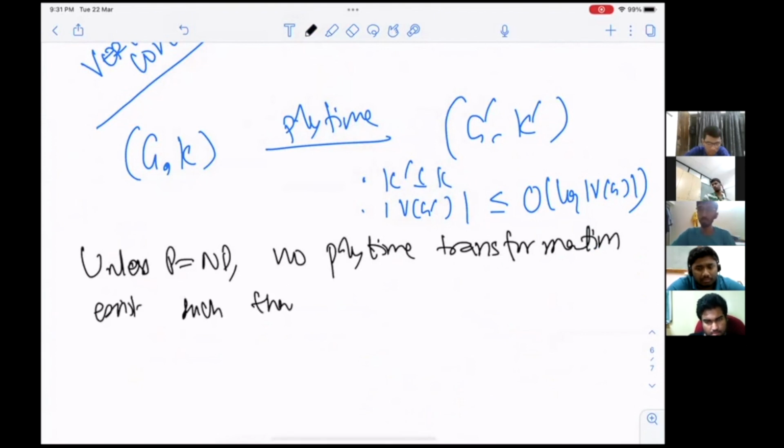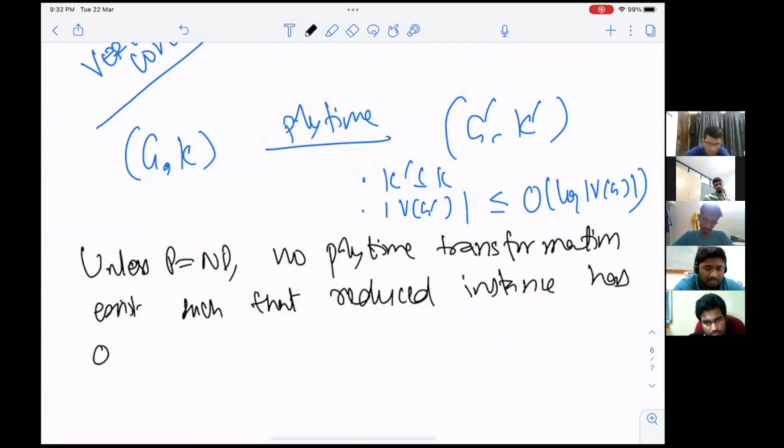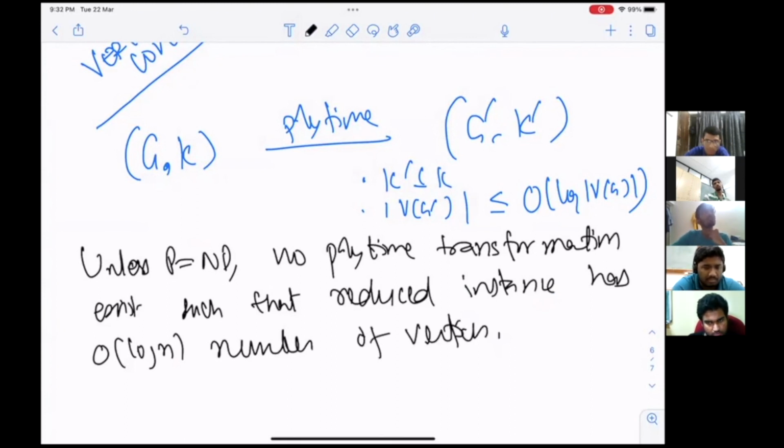Such that the reduced instance has order log n number of vertices. So P versus NP itself gives us some lower bounds for these kinds of objects. Is everybody okay with this statement? If yes, please put +1.